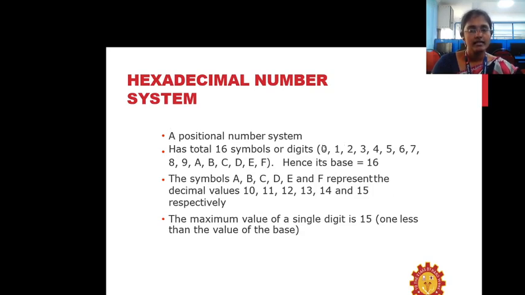Since it has 16 symbols in total, the base value for hexadecimal is 16. Here the symbols A, B, C, D, E and F represent the decimal values 10, 11, 12, 13, 14 and 15. The maximum value of a hexadecimal digit is 15.